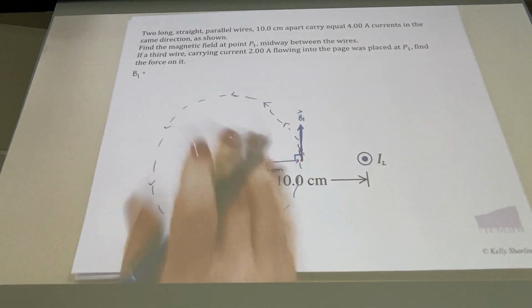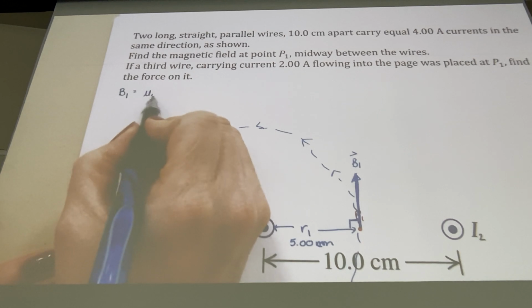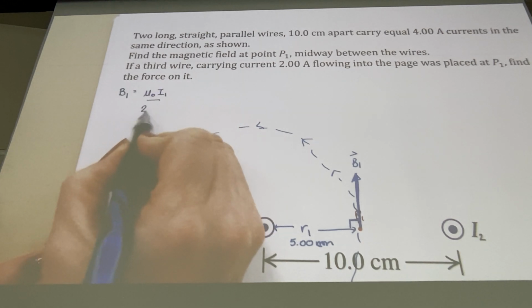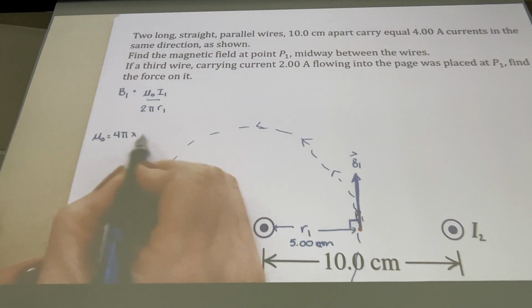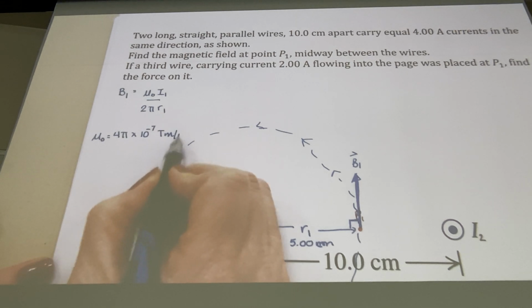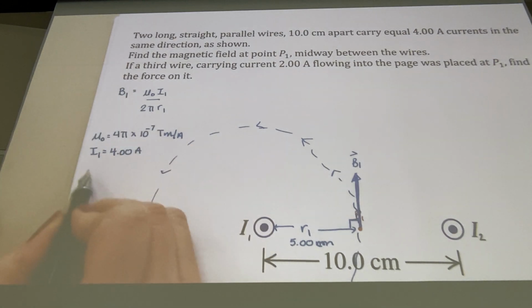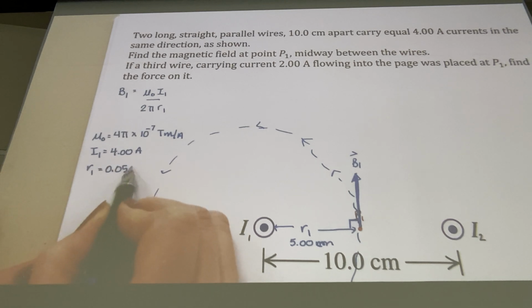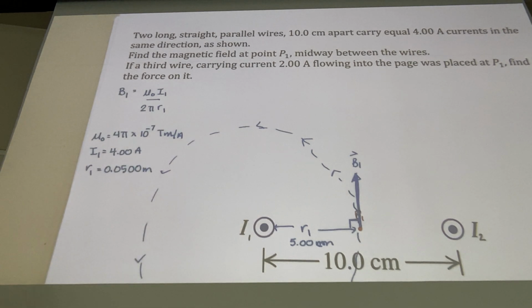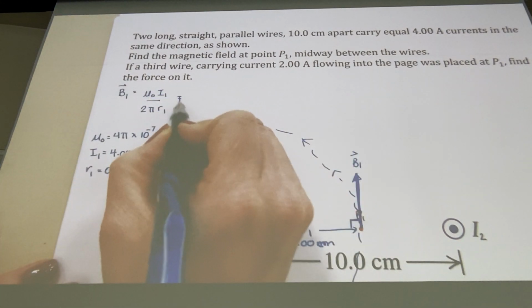So the magnitude of the magnetic field is, we'll use the result from last class, mu naught times I1 over 2 pi times R1. Mu naught is our constant, 4 pi times 10 to the minus 7 Teslas meters over amps. I1 is equal to 4 amps, that's given. 2 and pi are fine. R1 is your distance between the wire and point P1, 5 centimeters or 0.05 meters. Okay, so those are the ingredients we put into our equation. And that points straight up.